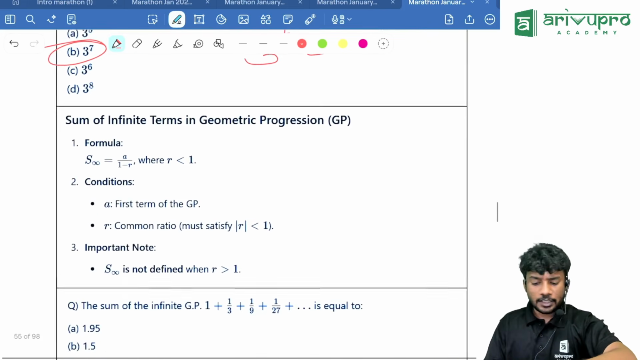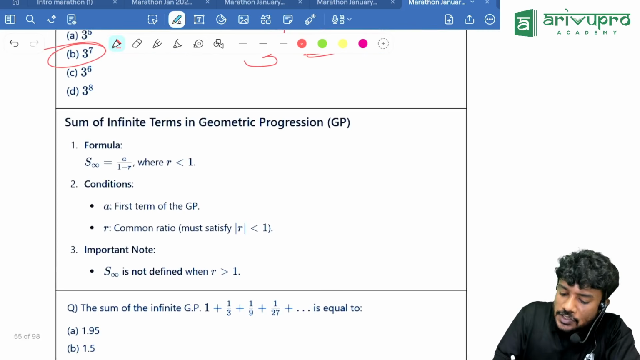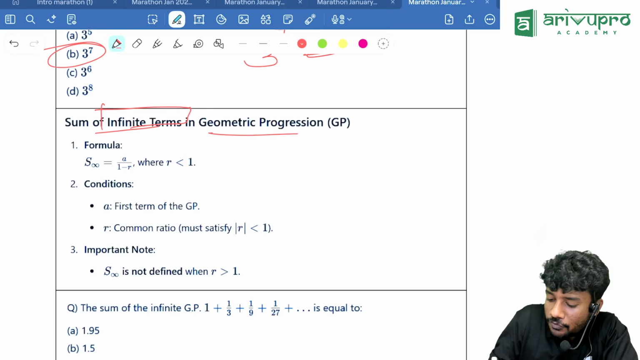Now, the final topic from GP, that is the sum of infinite terms of a GP.